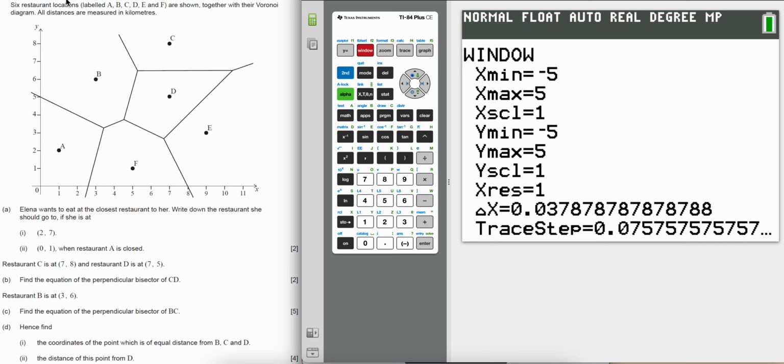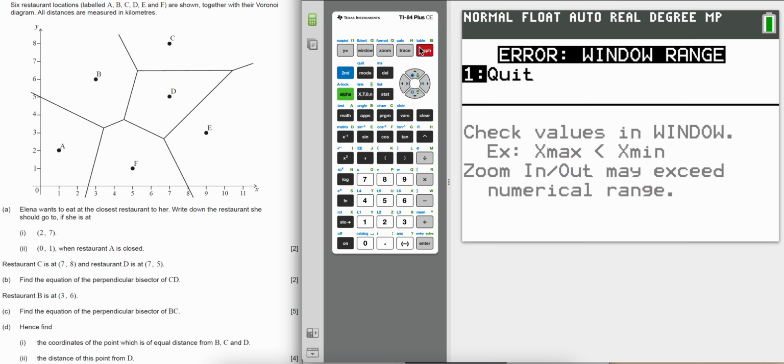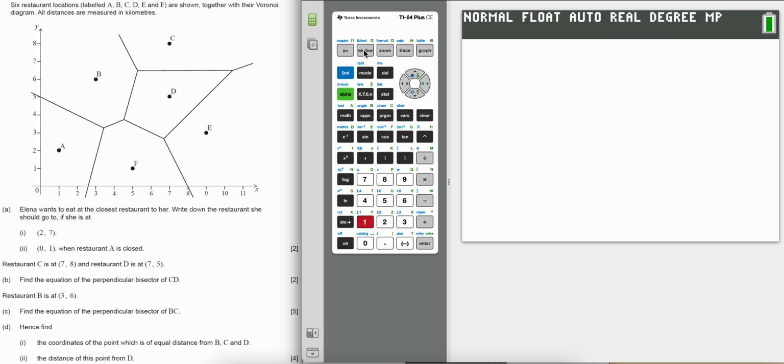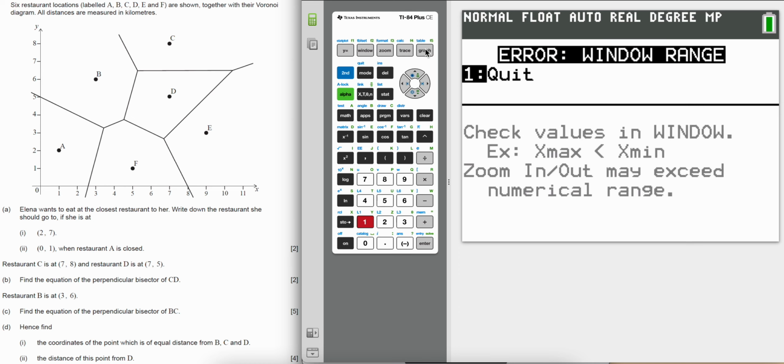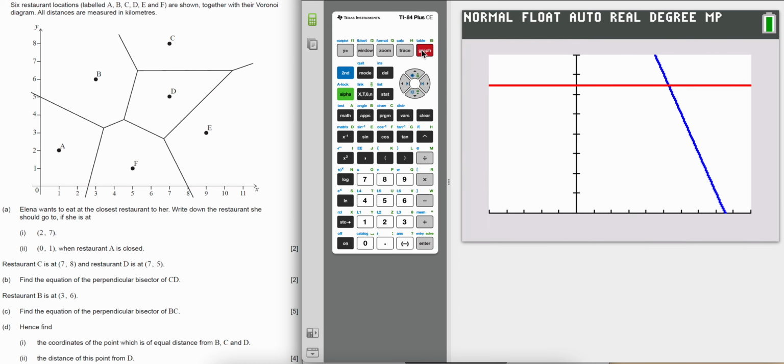So we can see by looking at the original exam question what we should be looking at. So we can go up to 10 on the x-axis and 8 on the y-axis. And let me just go back in. Okay, there we go. And we can see there that we have the intersection point.